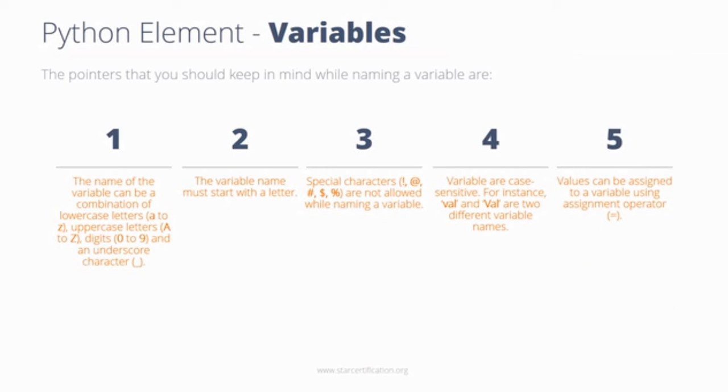Values can be assigned to a variable using assignment operator. You can assign any type of value to a variable. For instance, in this example, A, B, and C are variables, which are assigned the value 12, 2.9, and hello everyone, respectively. Here the assignment operator assigns the value on the right-hand side to the variable on the left-hand side of the operator.